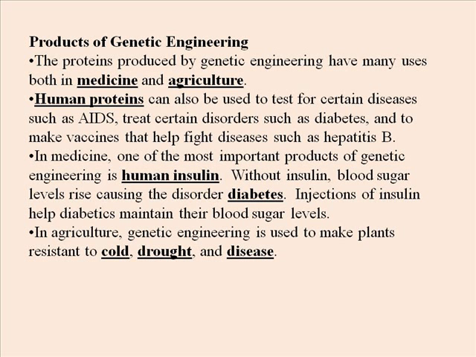Now, when we look on the plus side for agriculture, we've actually been able to take different mutations over time that have made some plants resistant to certain things, and we can take that gene code and put it into other plants. So now we can make plants that are resistant to the cold, resistant to drought, which is no rain, and resistant to some diseases. So these are good ways that genetic engineering is used.